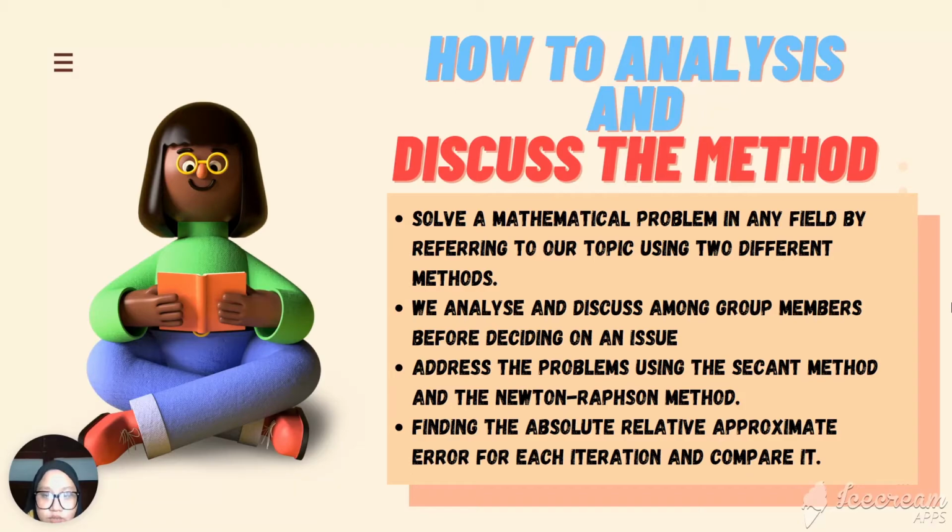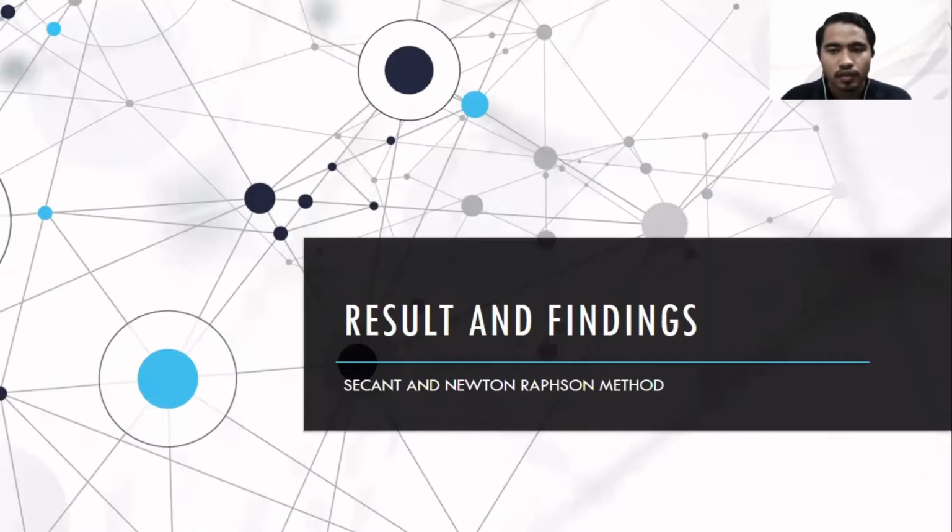After that, we analyze the result by finding the absolute relative approximate error for each iteration. The formula was used on both methods, the secant and Newton-Raphson methods. Besides that, we compare the iterations that we use in the secant method and the Newton-Raphson method. In secant and Newton-Raphson, the absolute relative approximate error for the last iteration is 0.02% and 0.24% respectively. Aside from that, the higher the sensitivity, the better the accuracy of the findings.